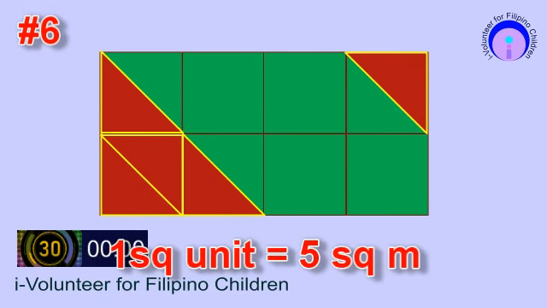Item number 6. If 1 square unit is equal to 5 meters, what is the area of the red shaded part? You still have 5 seconds to finish.